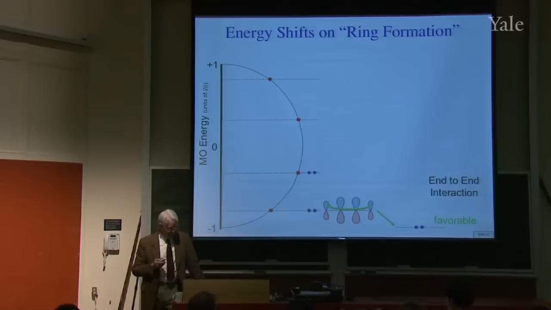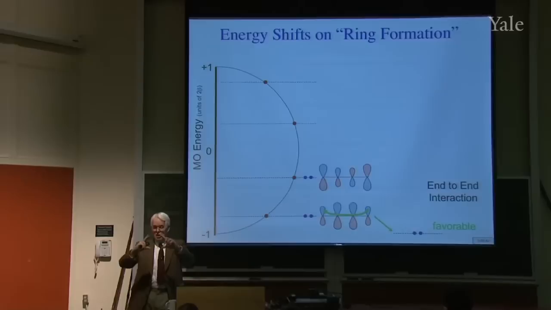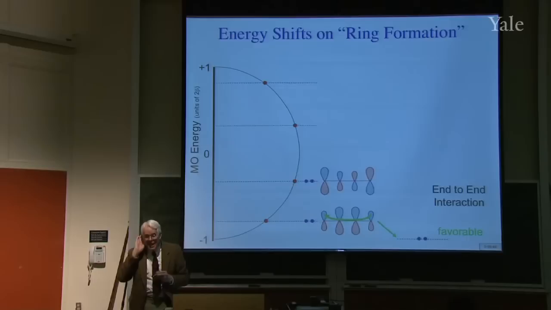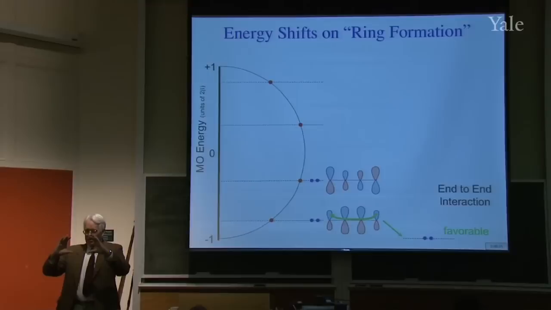How about that one when you bring the two ends together and let them touch? What will happen to its energy? Ellen, what do you say? Decrease, because there's an additional favorable. What do you mean decrease? Will the energy go up or down when you touch the two ends? Why do you say so? Because there'll be another bond.